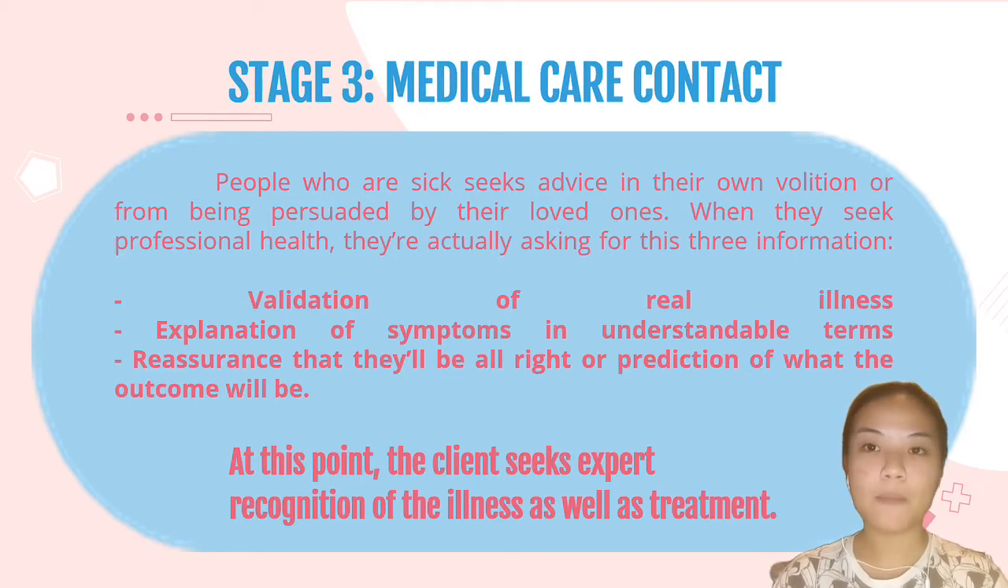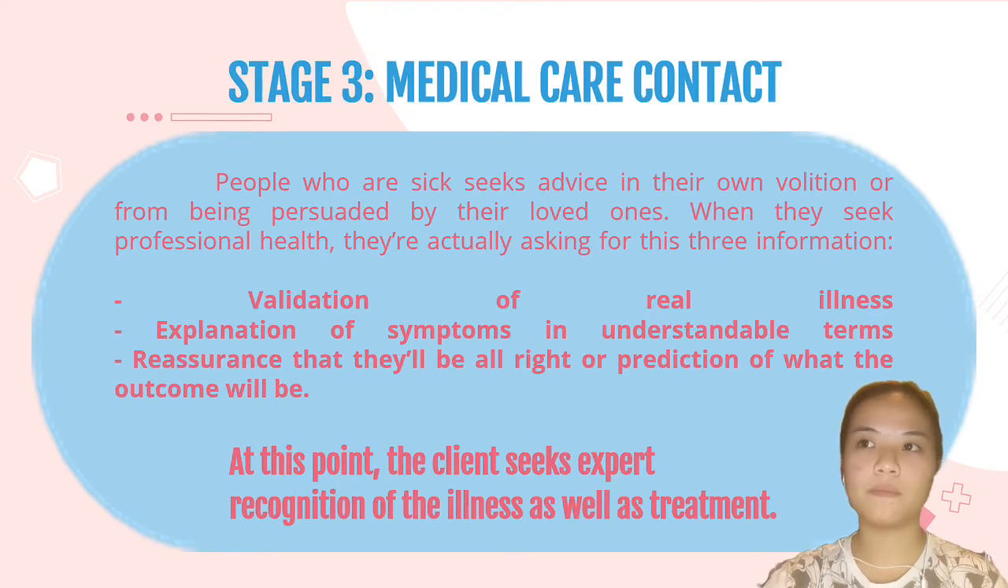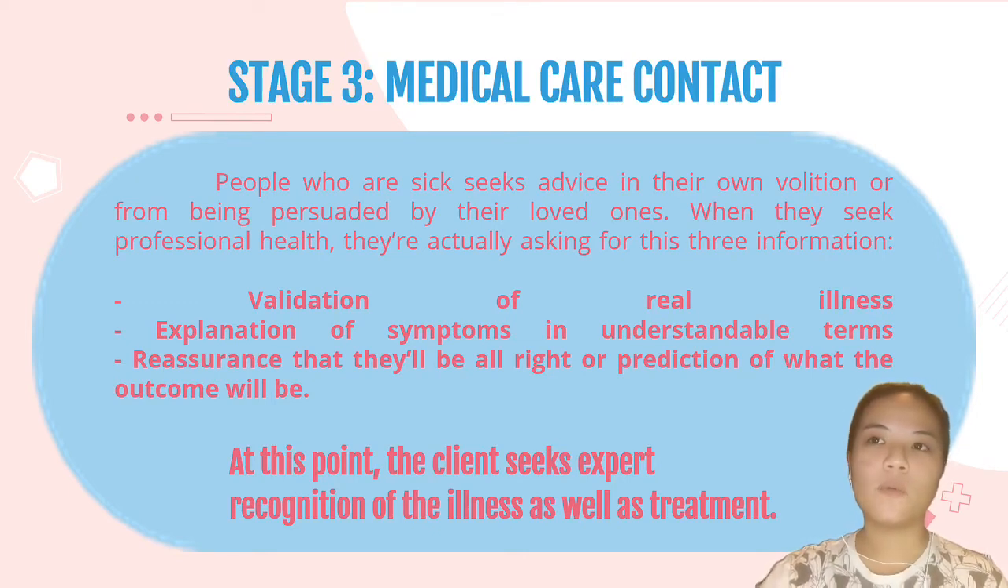Stage 3, medical care contact. If symptoms persist despite home remedies, become severe, or necessitate emergency care, the person is motivated to seek professional health services. People who are sick seek advice of their own volition or from being persuaded by their loved ones. When they seek professional help, they're actually asking for these 3 pieces of information: validation of real illness, explanation of symptoms in understandable terms, and reassurance that they'll be alright, or a prediction of what the outcome will be.